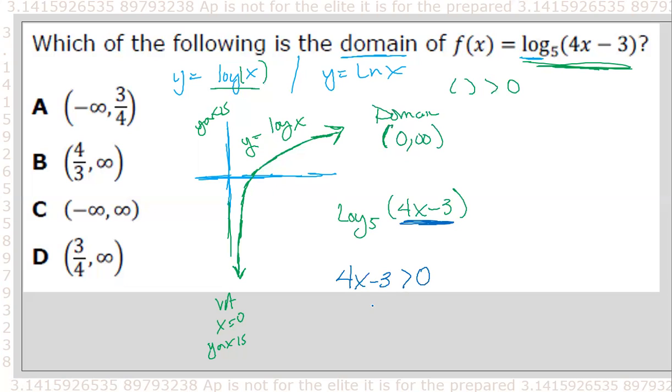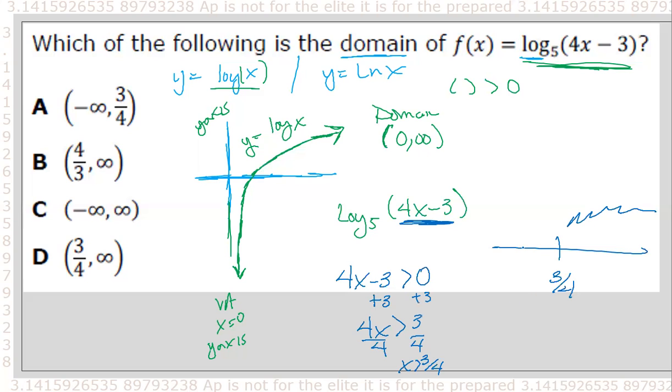Okay, so hopefully you were able to solve for x. So plus 3, 4x is greater than 3, divided by 4. So we have x is greater than 3/4. If we were to have a number line, this is 3/4, and x is greater than all the numbers past 3/4. Our domain must be which of these right here? Which of these will be our domain?